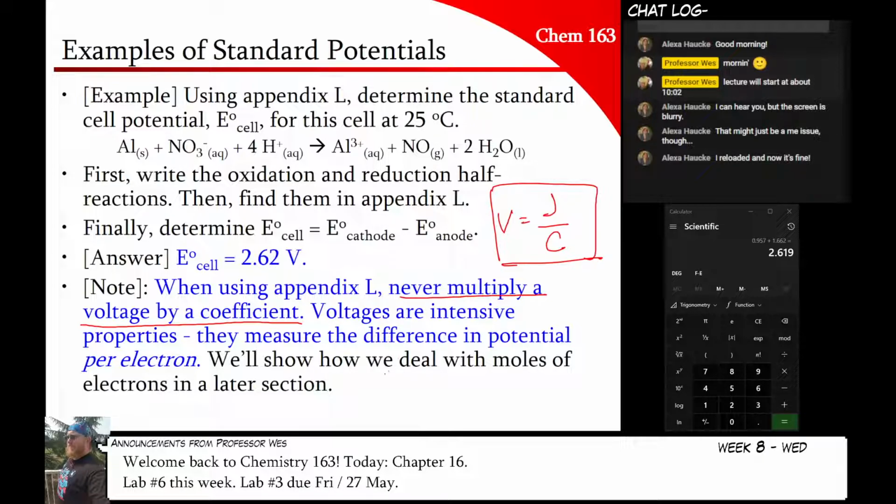Later on, we're actually going to introduce this equation. And so when I want to change the number of moles of electrons, so say instead of doing 1 mole of electrons, I'm doing 2, this will be where we do that.